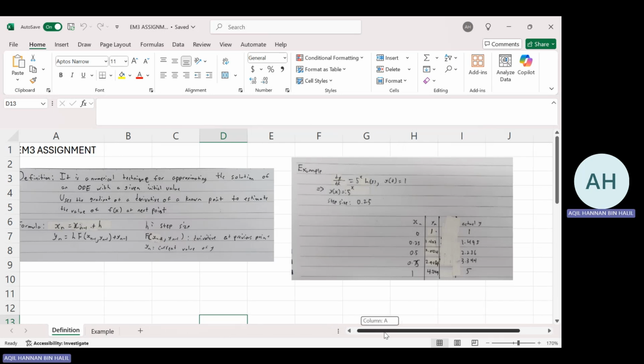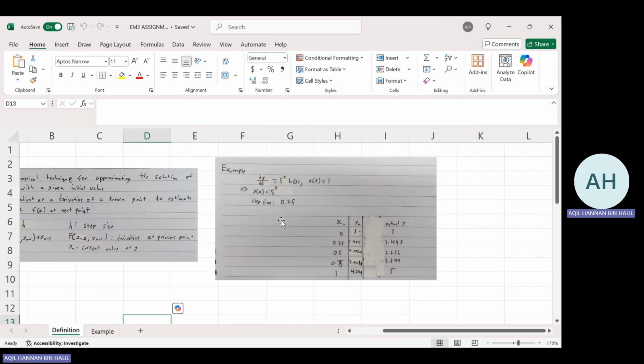So for example, we have dy/dx equivalent to 5^x log 5, where y0 is equal to 1 as well, which means y(x) is equivalent to 5^x. We assume that the step size is 0.25 using Euler's method. So the table below shows the calculated values, and in comparison, you can see the value of yn and the actual y. As you can see, the values are quite similar, 0.7 in value apart from each other, which means this is an accurate way of approximating the value of the actual y.